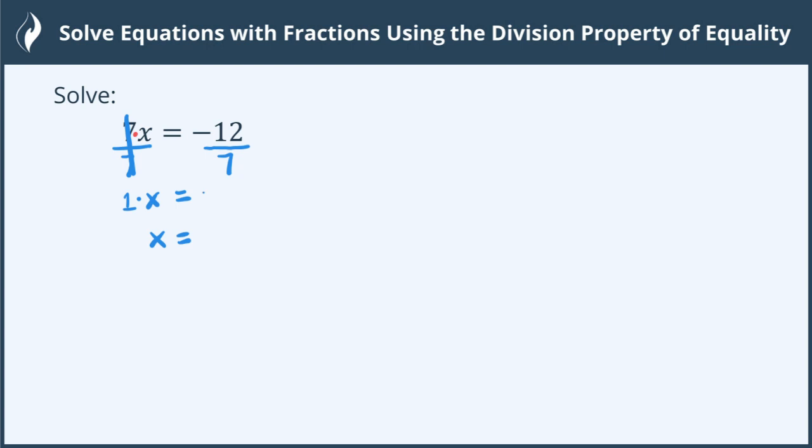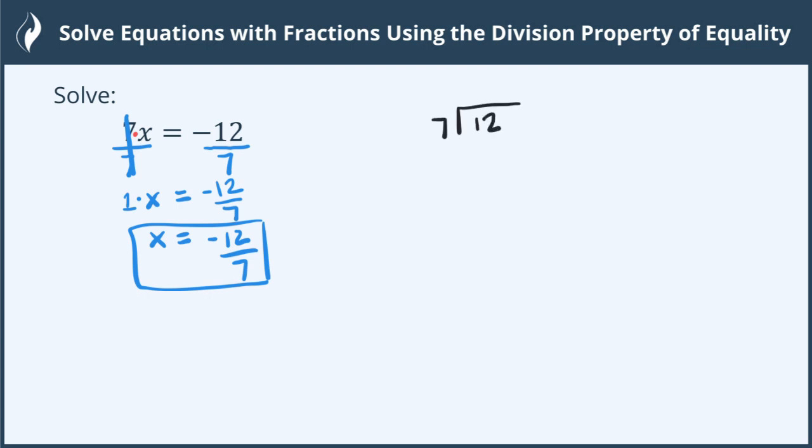So here I have negative 12 divided by 7, or negative 12 sevenths. And that's our answer. This is an improper fraction, and if I was asked to rewrite this as a mixed number, I can do that by dividing 12 by 7 with long division and finding the remainder.